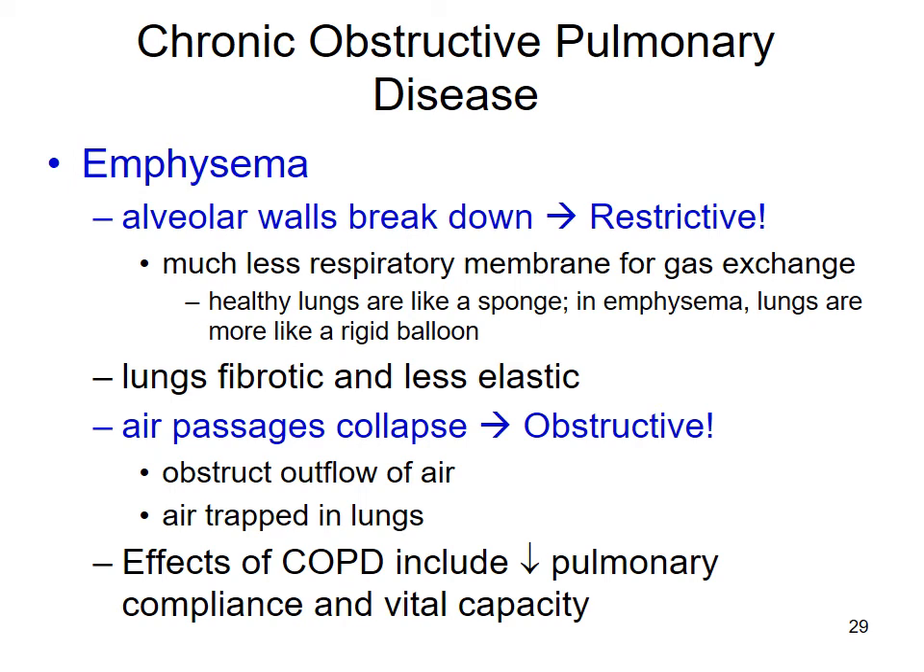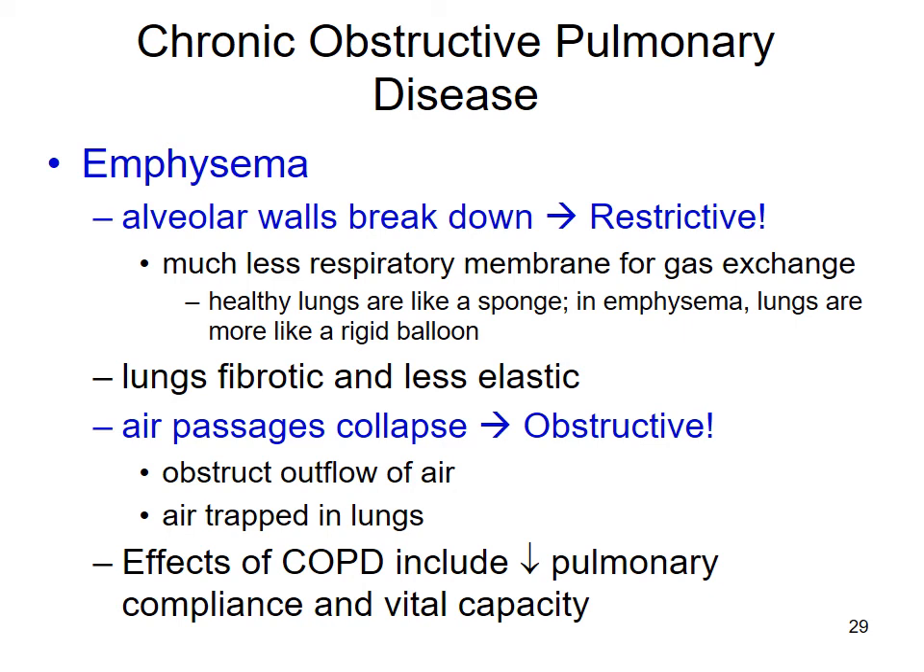Another COPD is the emphysema one that I was telling you about before. So here with emphysema, we know that our alveoli walls start breaking down, so there's less surface area, and as it has less surface area, it makes it harder for us to do gas exchange.